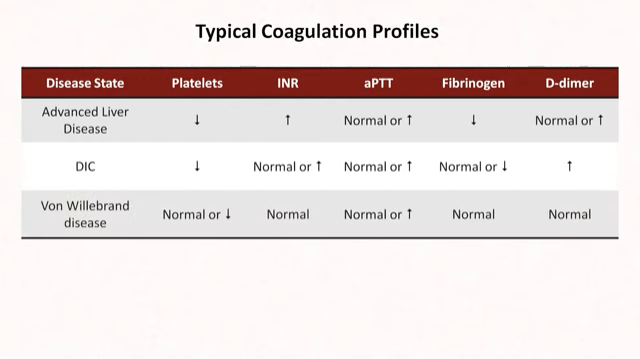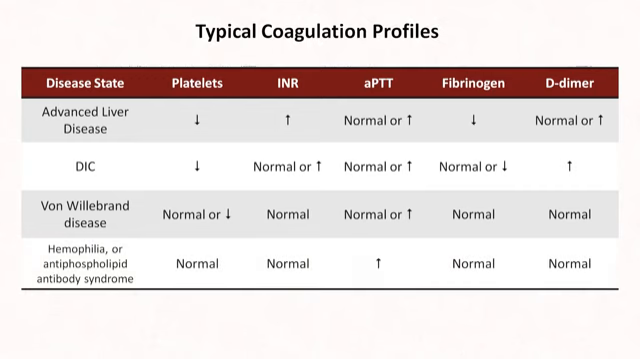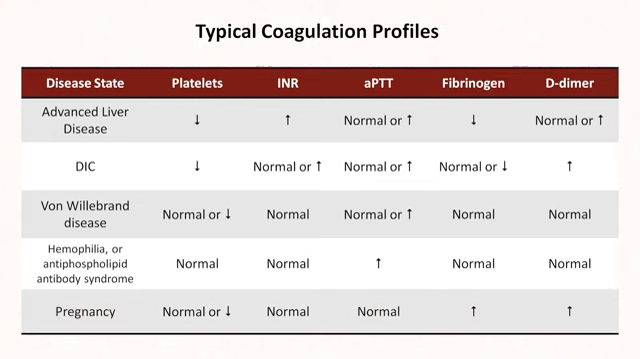In von Willebrand disease, platelets are usually normal but occasionally mildly decreased. INR is normal, PTT is normal or elevated, and both fibrinogen and D-dimer are normal. In both hemophilia and antiphospholipid antibody syndrome, often the only abnormality is an elevated PTT. And in pregnancy, platelets can be either normal or low. The INR and PTT are normal, and fibrinogen and D-dimer are elevated.